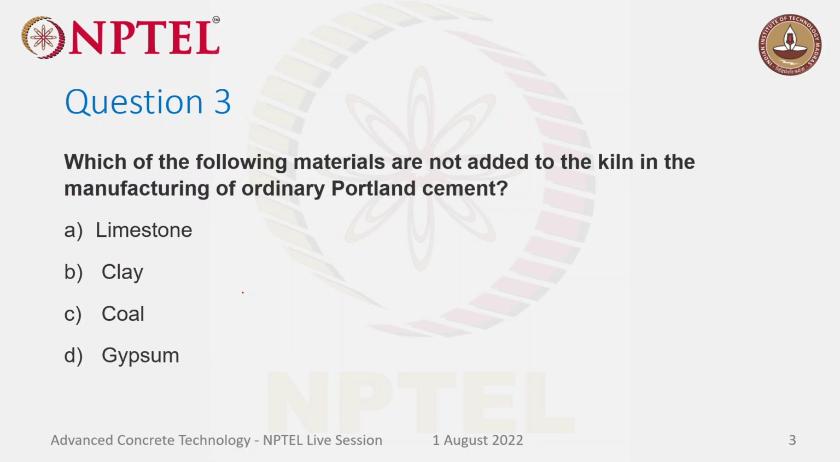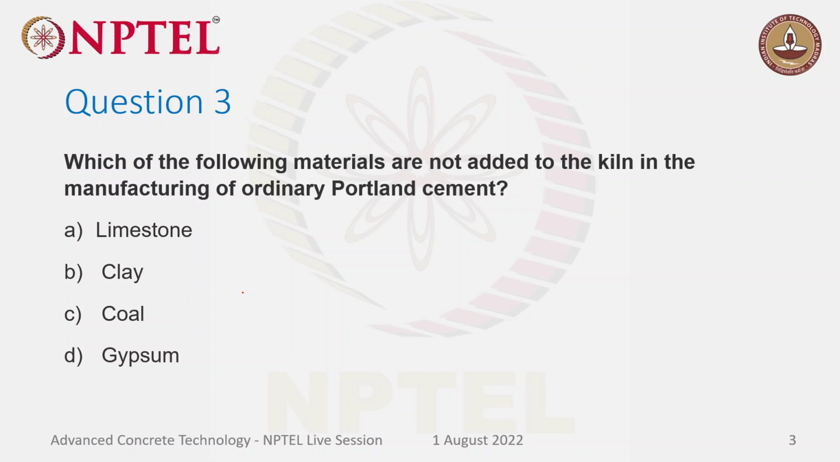I have already launched this question in polls so that you can give your answers in polls. Question 3 is, which of the following materials are not added to the kiln in the manufacturing of ordinary Portland cement, that is OPC? Here, you should not think about what the raw materials for cement manufacturing are. The question is very clear: which of the following materials are not added to the kiln? All these materials are used for cement manufacturing.